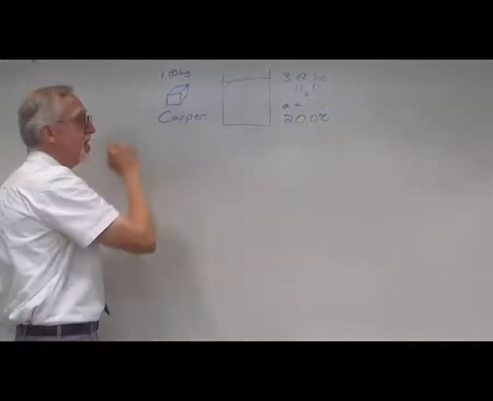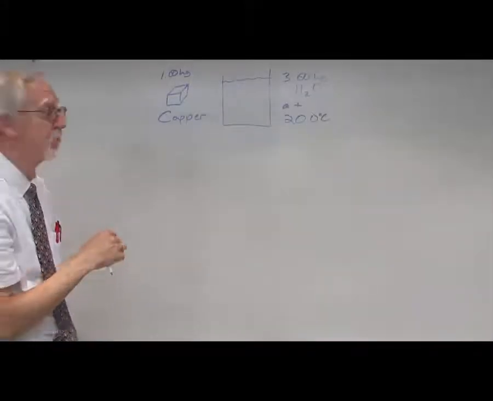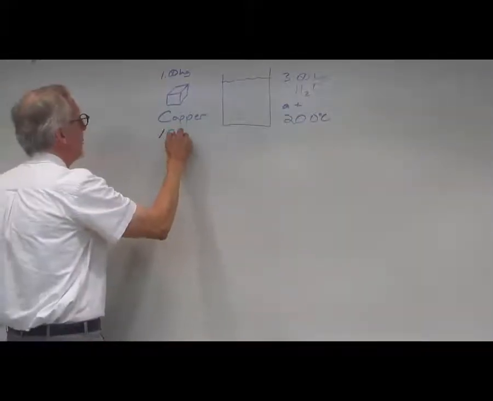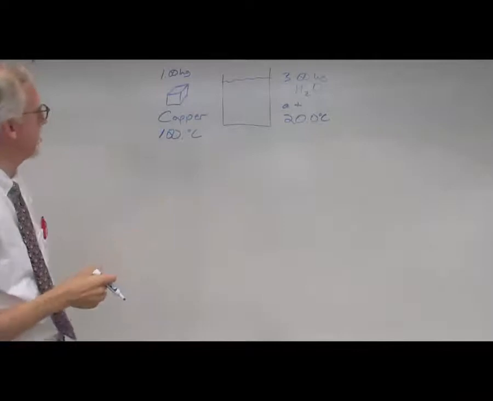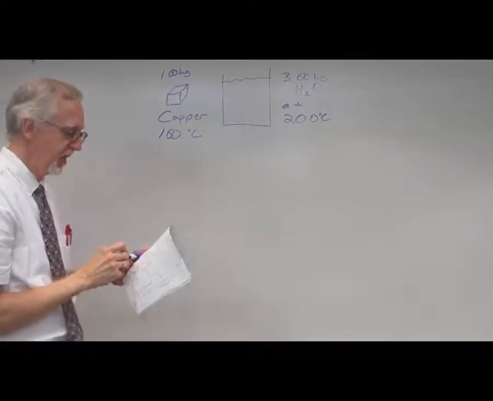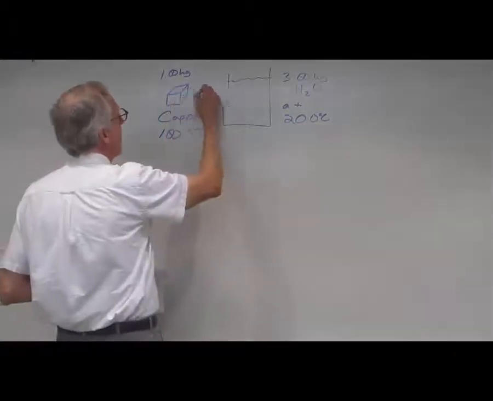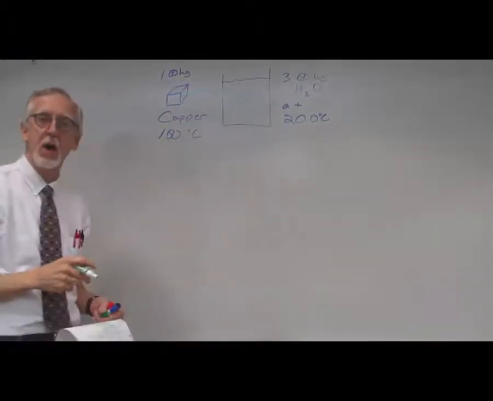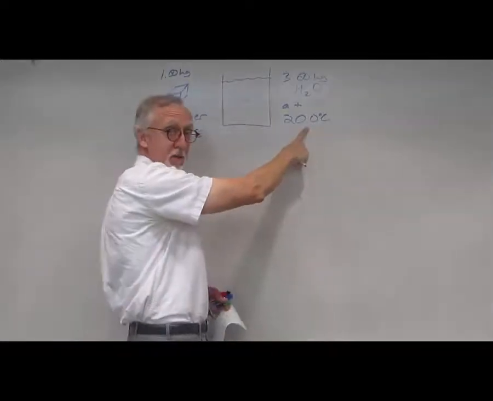If you let this sit in there for quite a while until it comes up to an equilibrium temperature with the water, then we can assume that its temperature is 100 degrees Celsius. So let's imagine our initial temperature for the copper is 100 degrees Celsius. We put that copper into the water. Now what's going to happen?